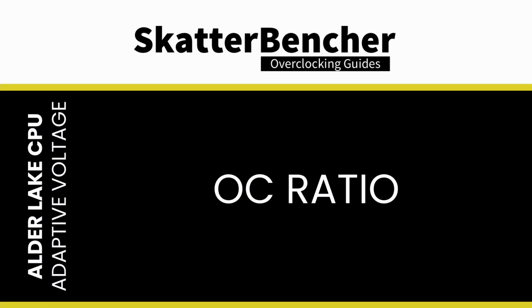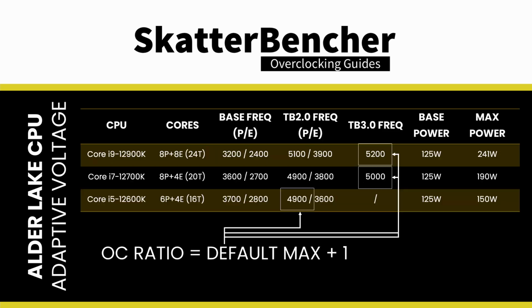The adaptive voltage set in the BIOS is mapped against what's called the OC ratio. When you leave everything at default, the OC ratio is the default maximum turbo ratio plus 1. In case of the 12700K, that ratio is 50x, which is the Turbo Boost Max 3.0 frequency. So, the default OC ratio is 50 plus 1 equals 51x. When you manually overclock, the OC ratio is the highest ratio you configure across all the various settings and options.